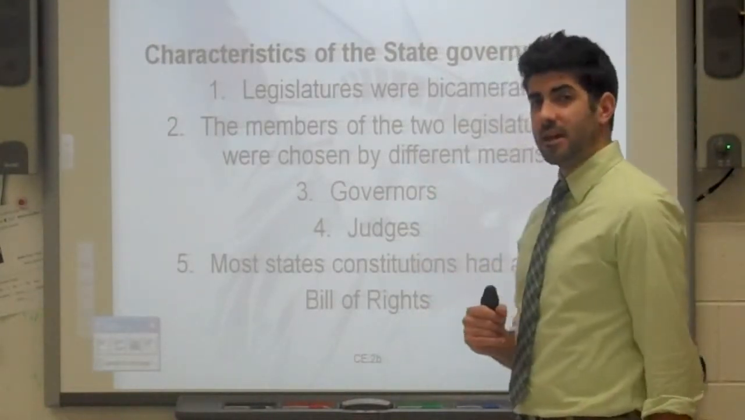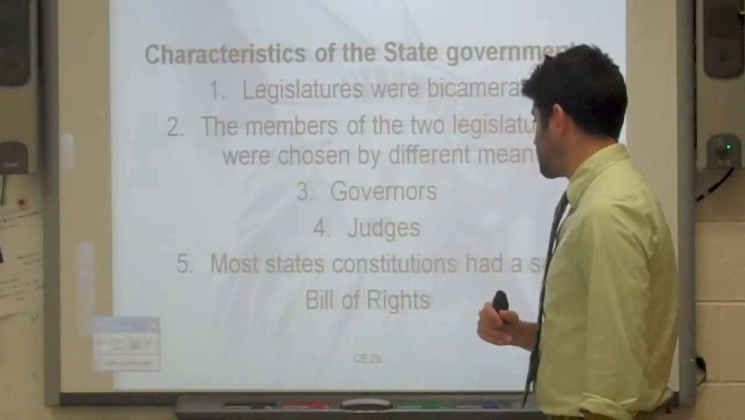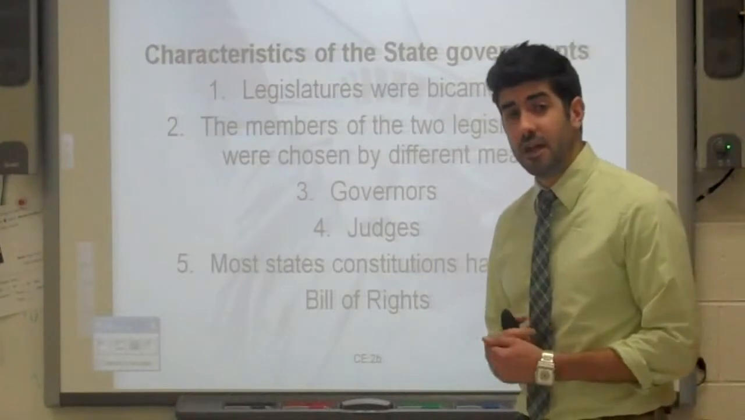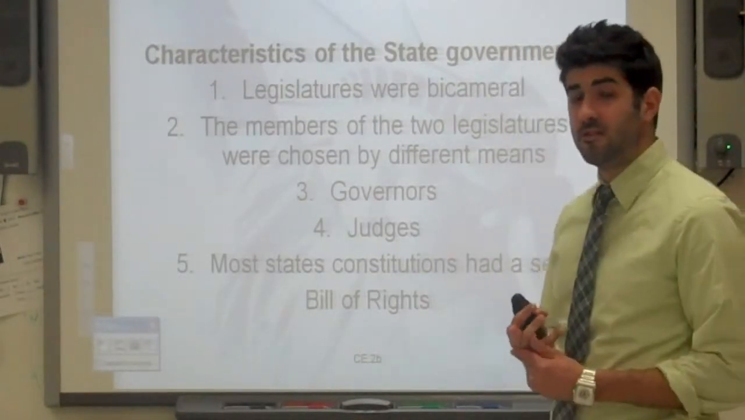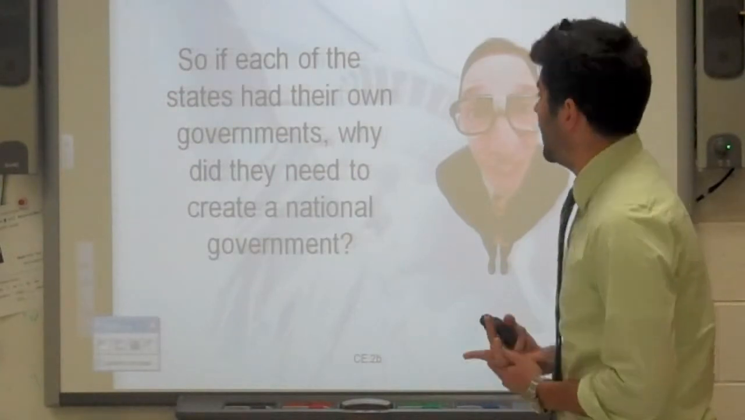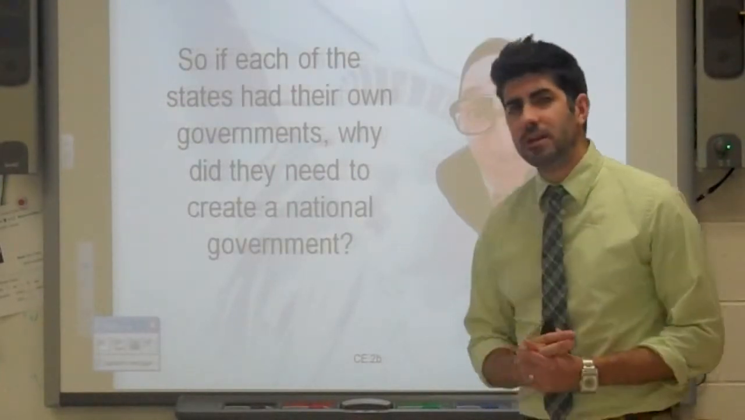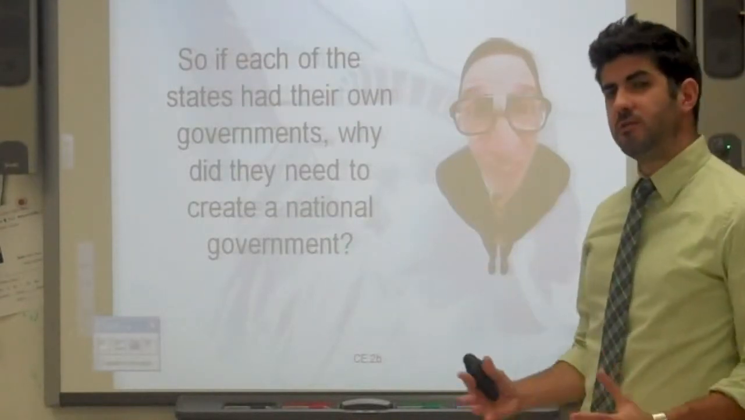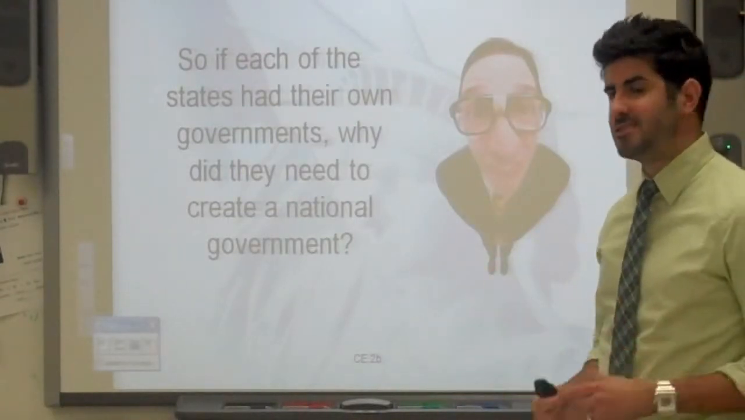All had a governor as the executive of the state, all had judges, and most of them contained a set of Bill of Rights. Remember the other day we talked about George Mason and his Virginia Declaration of Rights. So, if each state had their own type of government, why did we need to create a national government? Why have an overarching goal of uniting all 13 separate constitutions together?